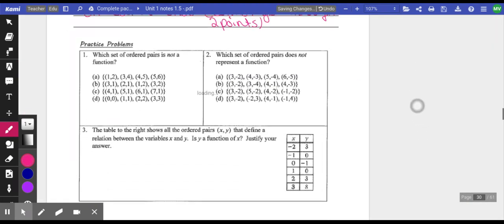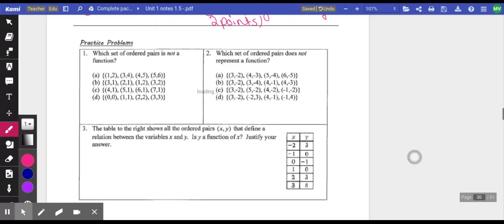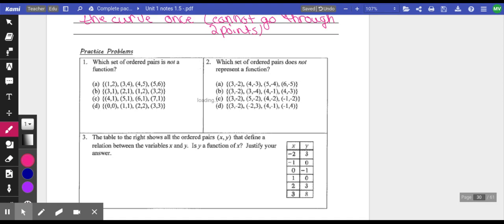So these are our practice problems, which we will do tomorrow in class. If you have any questions, please bring them.